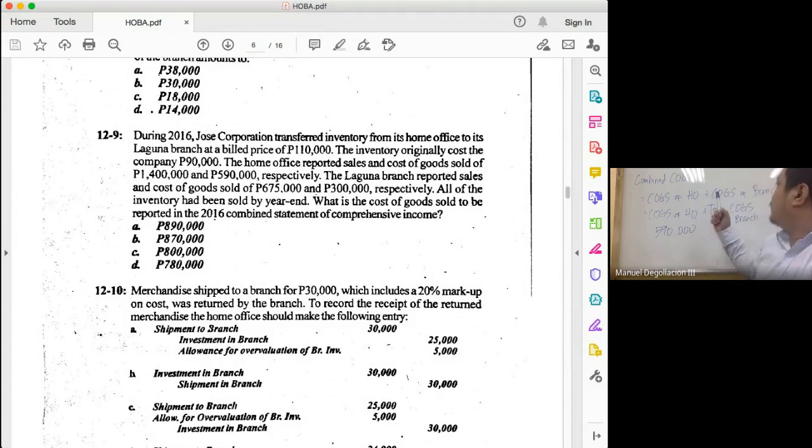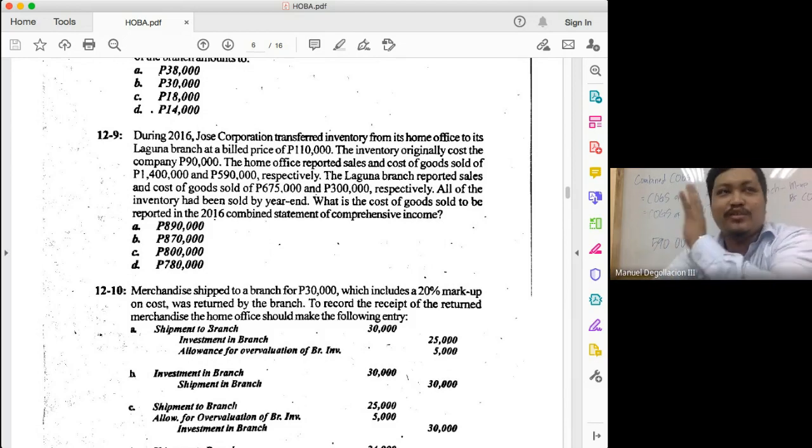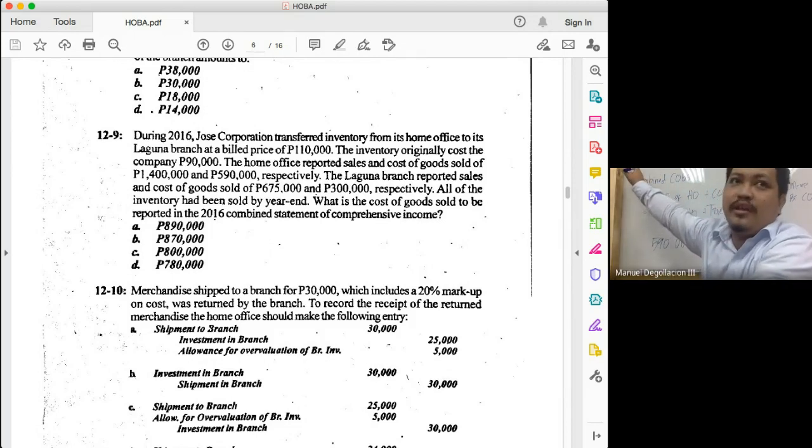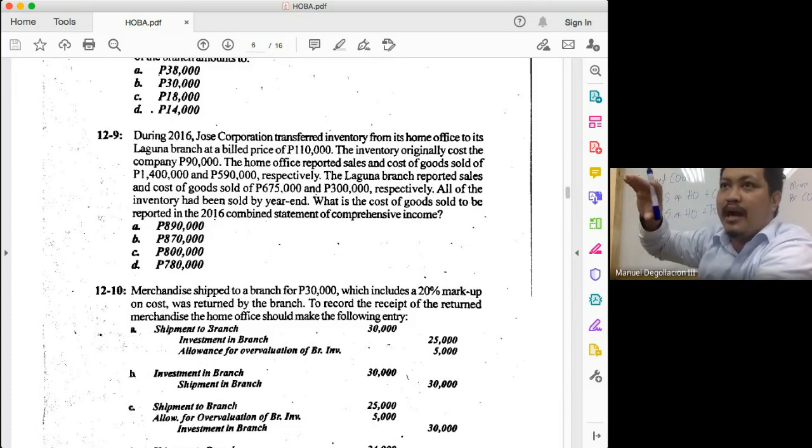What do we need? We need the cost of goods sold reported by the branch. As reported by the branch, it's 300,000. What's the only other thing we need, class? We need the markup on the cost of goods sold of the branch. But the problem is you will have to solve for that, and I want us to do that by the formula we used earlier: the markup on cost of goods sold is computed by getting the markup on the beginning inventory plus markup on shipments minus markup on ending inventory.